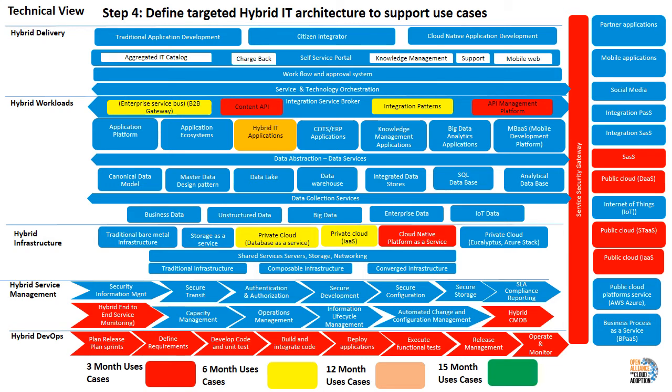This particular architecture shows the technology components that need to be added to support the use cases in each of the 3-month sprints. So the implementation plan will include technology projects along with the use case implementation projects to support the application use cases in that 3-month sprint.